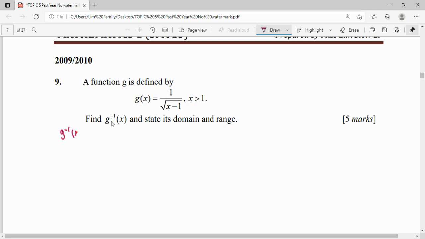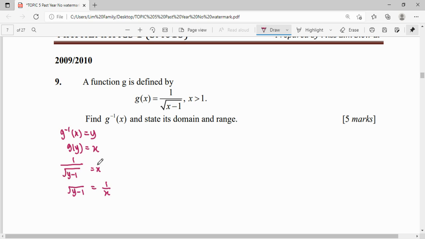So like usual, g inverse equals to y. So we'll let g inverse equals to y, then inversing it becomes g(y) equals to x. So we'll substitute our y inside here. It becomes 1 over square root of y minus 1. So how to find this y? When you get this y, means you get our g inverse. So I will inverse this fraction. So when I inverse this fraction, this will become 1 over x.